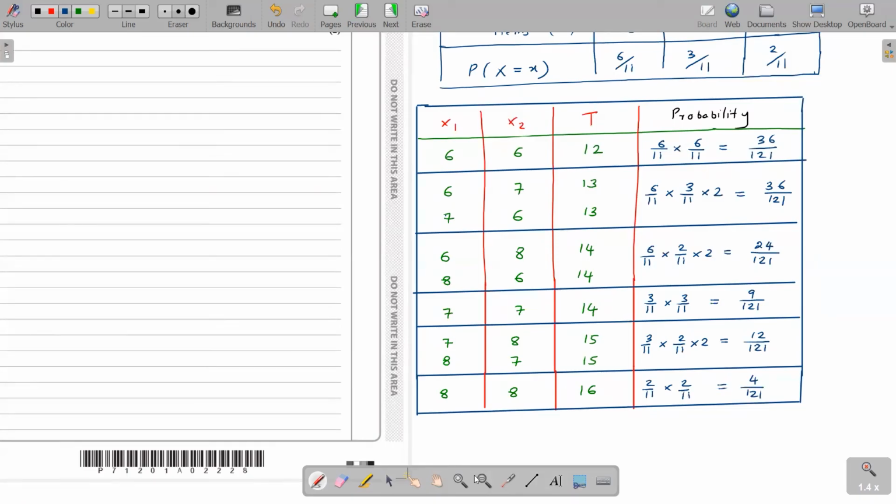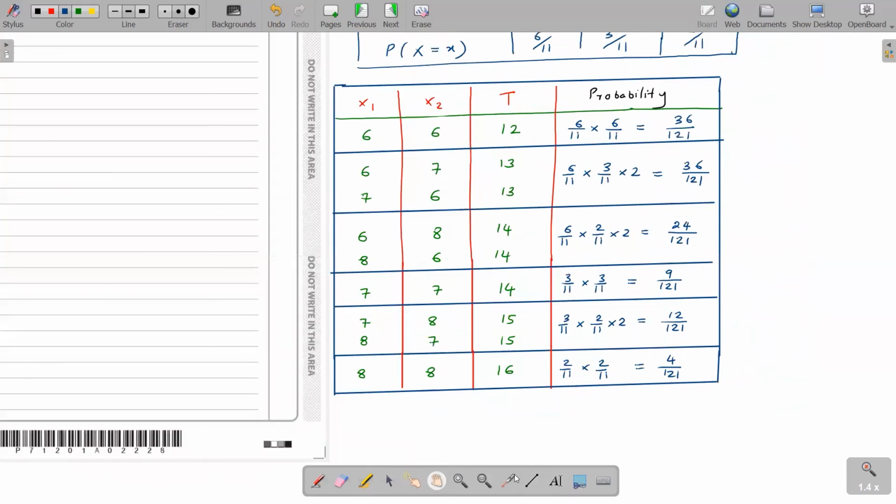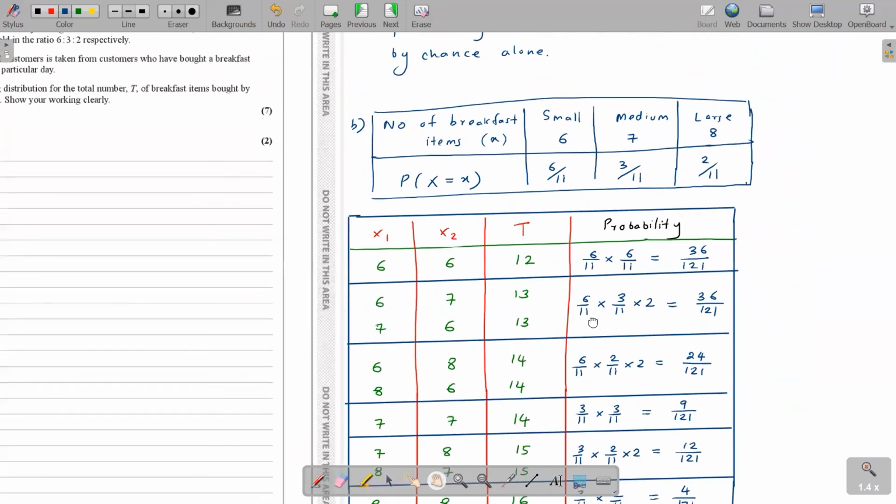Okay, so you can do a quick test whether you have done this correctly. Basically, if you add all the probabilities in this table, it must add up to what? 1. If it doesn't add up to 1, it means you have definitely missed a path. It must add up to 1 and then you know you have done it correctly.